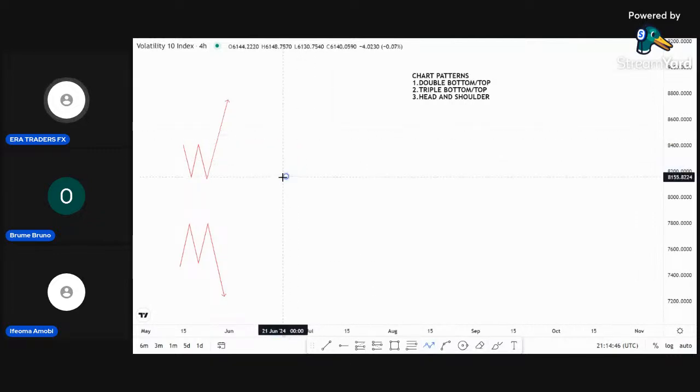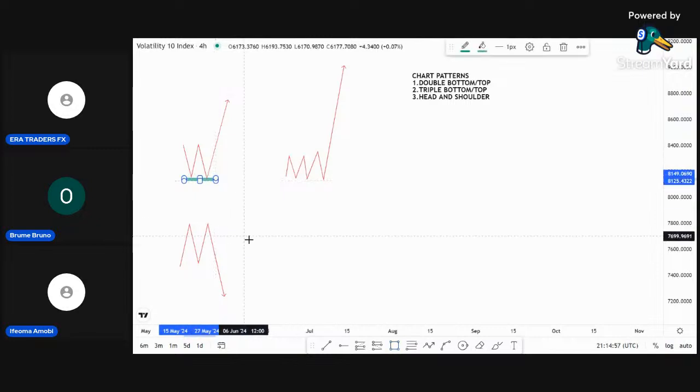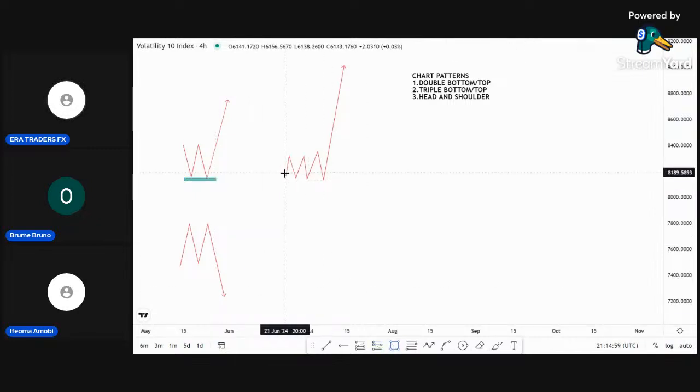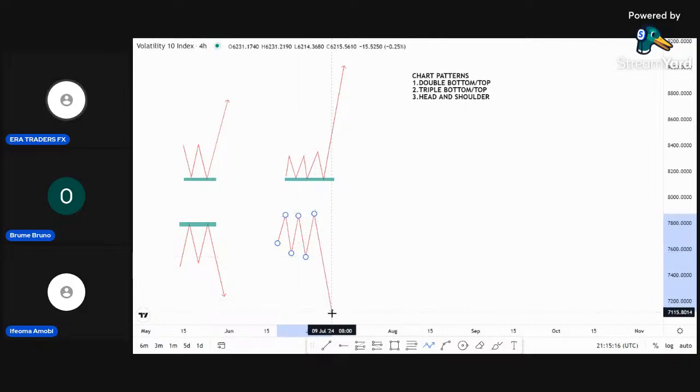So we have triple bottom, we have 1, 2, 3. Then maybe you see something like this. The market is resisting this level. The market is respecting this level. I'm showing you this pattern so that when we talk about it, you will not be confused about the whole thing.